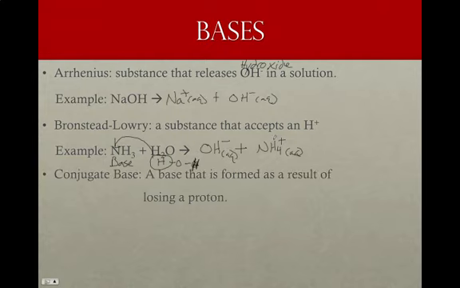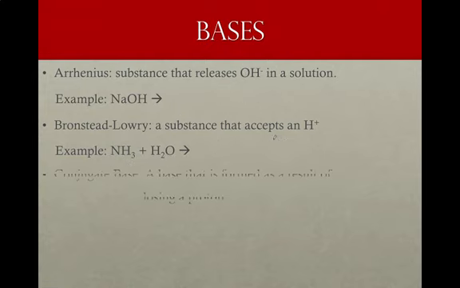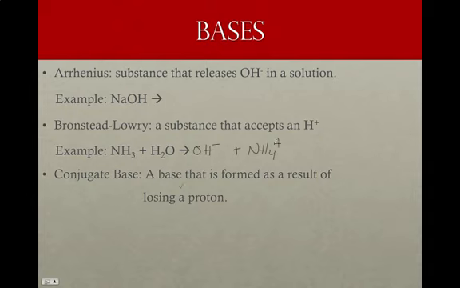So we also have something called a conjugate base, and that is a base that is formed as a result of losing a proton. So when we had the OH- plus the NH4+, if we look in our example here, this OH- formed when the water lost a proton, so that makes this the conjugate base. So in our example, the OH- is a conjugate base.